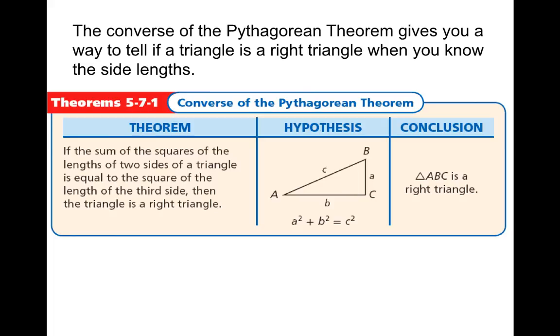Okay, coming back, it says if the sum of the squares of the lengths of 2 sides of a triangle is equal to the square of the length of the third side, then the triangle is a right triangle. So your hypothesis is the equation, a squared plus b squared equals c squared. If that is a true equation with certain lengths, then your conclusion is that you have a right triangle.